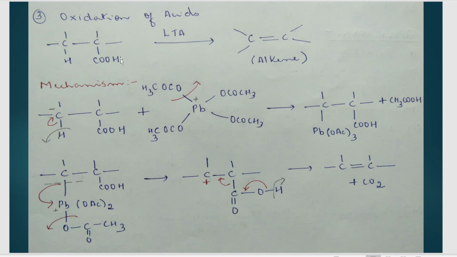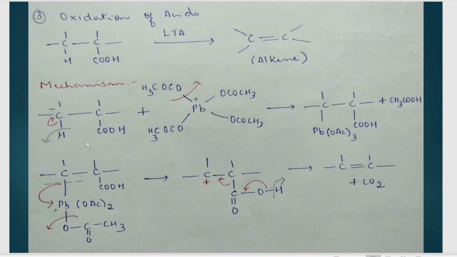Here we have taken one molecule containing a COOH group, which is a carboxylic acid group, you know that. So how do acids get oxidized? Acids on oxidation with lead tetraacetate give us alkenes. Let us see how this reaction proceeds.